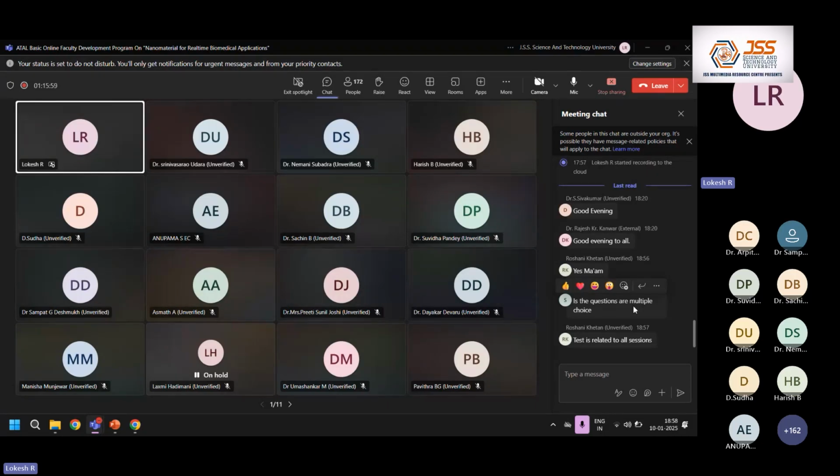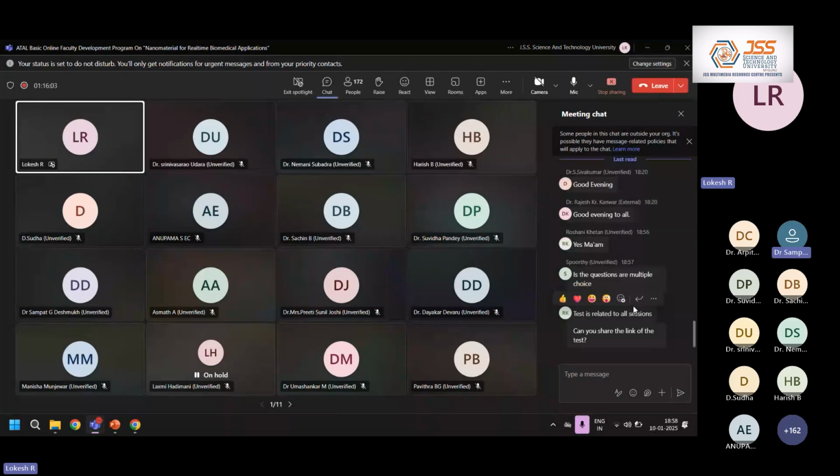We can do it in Google Form and later enter the test marks, or the test can be given in the ATAL portal itself, and the system will automatically calculate the marks. Which is better for participants? ATAL portal. I'll be giving the test in the portal itself. Okay, tomorrow it's 6:30 to 7:30.